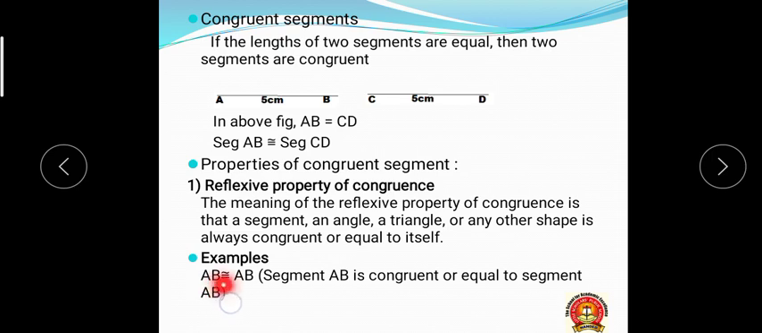For example, AB is congruent to AB. How to read it: this is the congruent symbol. This symbol is congruent. So segment AB is congruent, or equal, to segment AB.